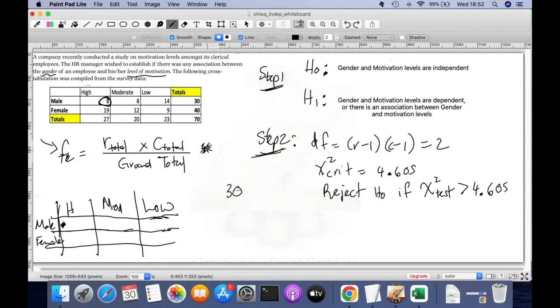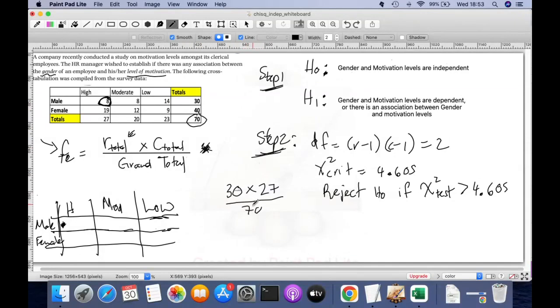So I'm using this formula: row total times column total. What is the column total? Now you travel downwards. If you go down, the column total is 27. So 30 times 27, all over the grand total. The grand total is always fixed. It adds up every single data point that you have in the table, and that is 70.